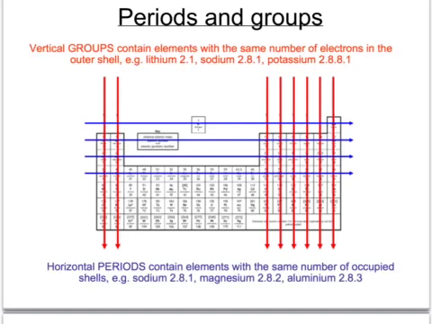Groups are the vertical sections of the periodic table, and all the elements in the same group have got the same number of outer electrons.